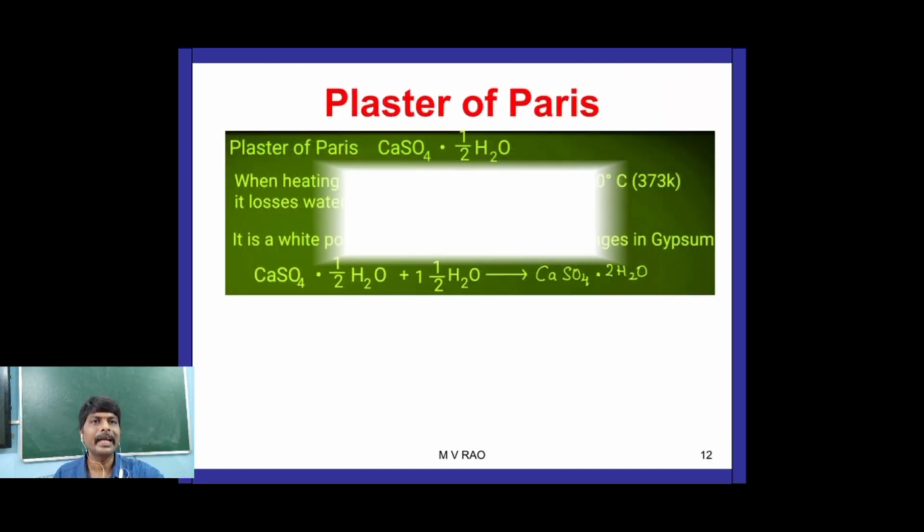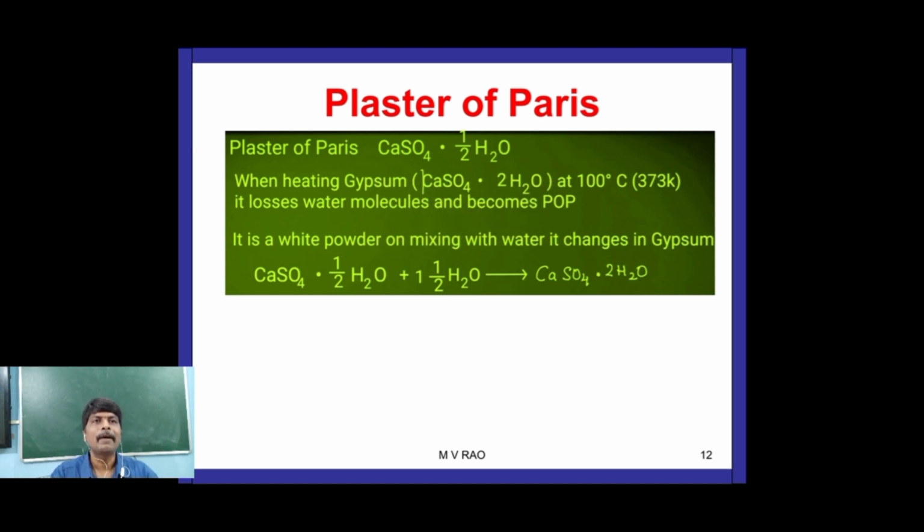Next, last topic in this chapter is Plaster of Paris. CaSO4·½H2O. How to read this one? Calcium sulfate semihydrate. Another name is calcium sulfate hemihydrate. Semihydrate is correct, hemihydrate is also correct. This is the formula of plaster of Paris, CaSO4·½H2O.